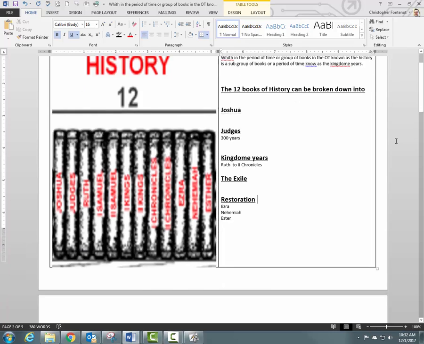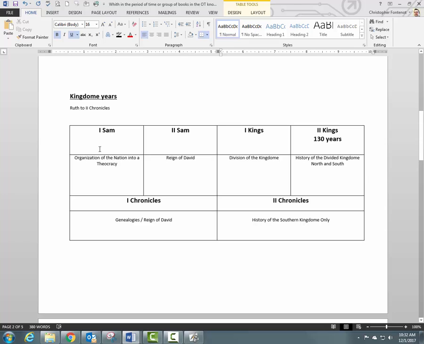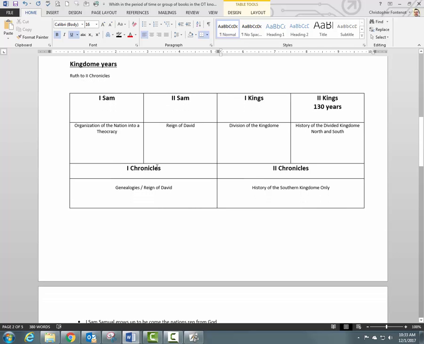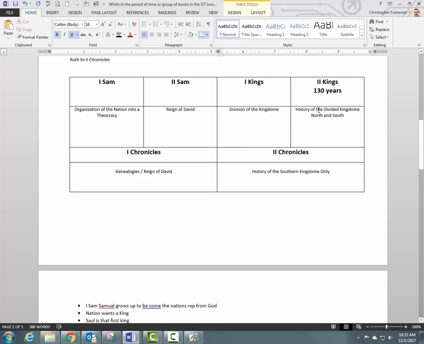So let's look at the kingdom years more closely. The kingdom years are recorded in 1 Samuel, 2 Samuel, 1 Kings, and 2 Kings. This same period of time is also recorded in 1 Chronicles and 2 Chronicles. So if we looked at it from a timeline perspective, this would be the timeline, and these books would cover basically the same times, meaning 1 Chronicles covers roughly what 1 and 2 Samuel covers, and 2 Chronicles covers roughly what 1 and 2 Kings covers.